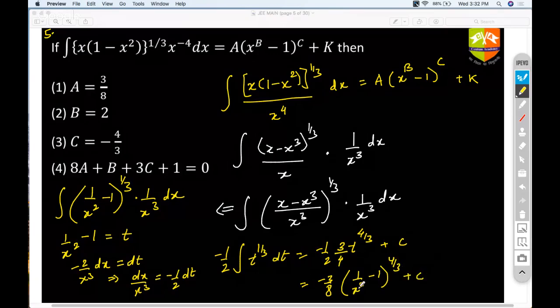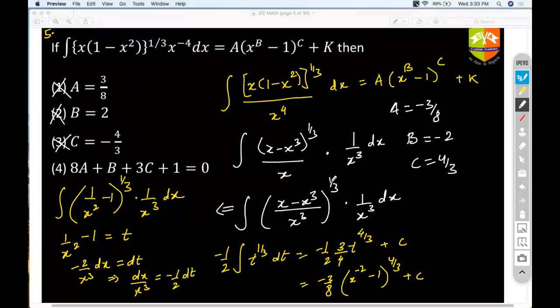So from this expression, it is very clear that I can write 1 by x square as x to the power negative 2 as well. So it is very clear that my a is negative 3 by 8, my b is negative 2, and my c is 4 by 3. So ideally speaking, neither 1 is correct, nor 2 is correct, nor 3 is correct.